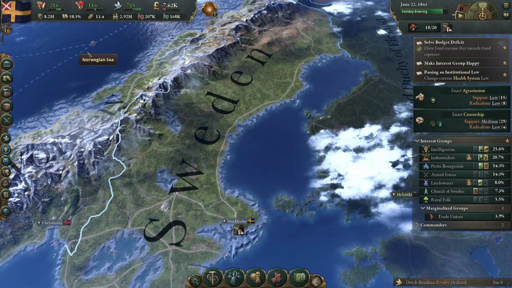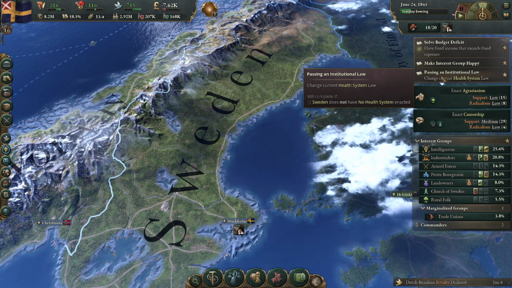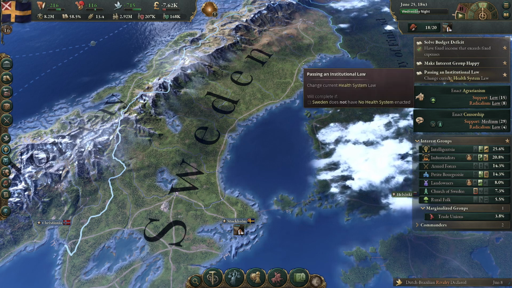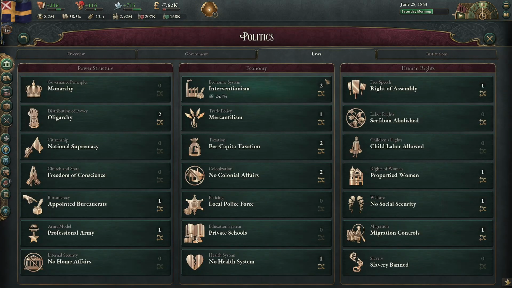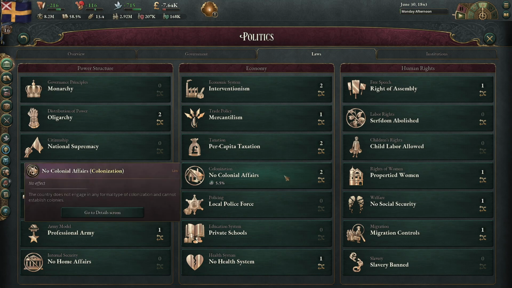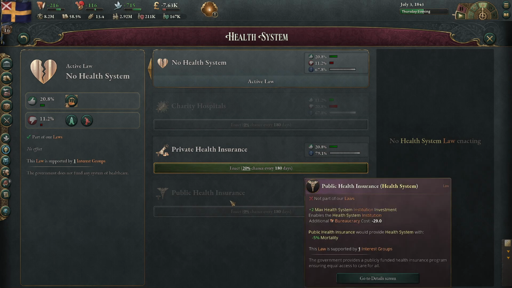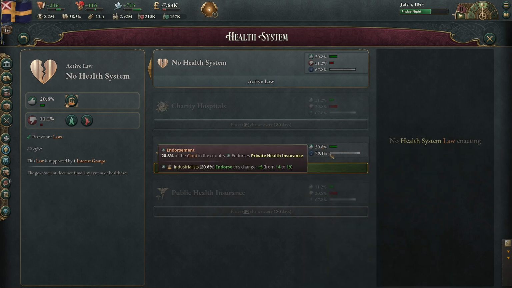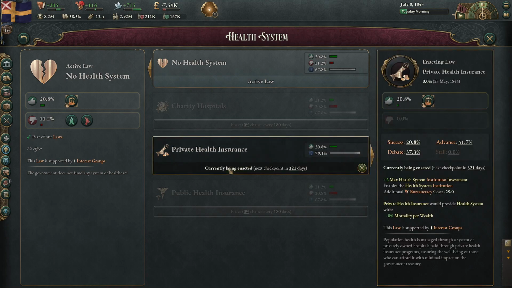Now, that means we've got to choose another law, and it says here: pass into institutional law, change current health system law. So what we'll do is we'll look at that first, and then I'll talk a bit more about what we go for. I am tempted by colonial affairs, but basically it says private healthcare, and we've got no support for public healthcare, but we've got 20% there, and 79% a bit indifferent. So I think we will follow the tutorial and implement that.